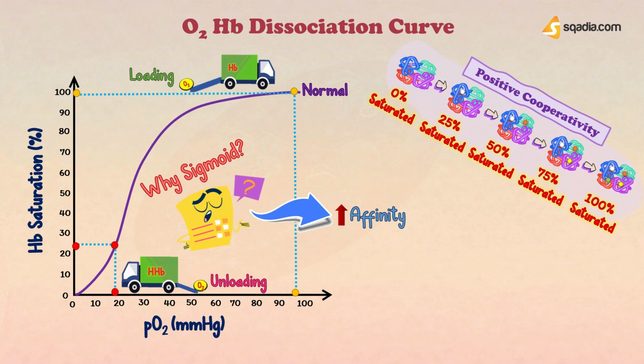And loading is depicted in graph as the flat portion of the curve, because when all the 4 binding sites are occupied, further increasing the partial pressure of oxygen does not cause saturation to increase. This is called the saturation point, while the unloading of oxygen at the tissues rather creates a steep part of the curve, shown here in pink color, because at low partial pressure, unloading is occurring rapidly.